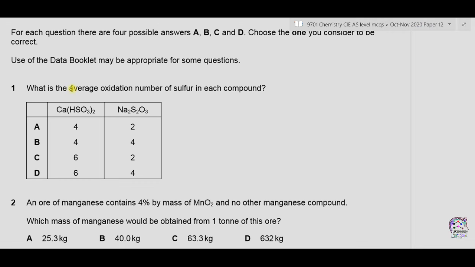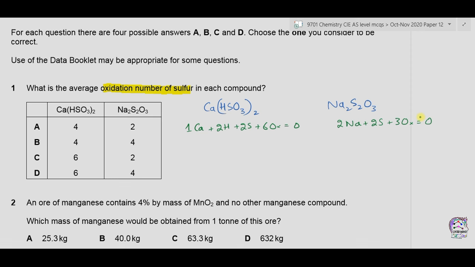Question 1. What is the average oxidation number of sulfur in each compound? We have calcium hydrogen sulfite, CaHSO3, and we have Na2S2O3. Let's find out the oxidation state of sulfur. In the first compound we have 1 calcium atom, 2 hydrogen atoms, 2 sulfur atoms, 6 oxygens, and overall charge is 0. Similarly, for this compound we have 2 sodium atoms, 2 sulfur atoms, 3 oxygen atoms, and overall charge is 0.